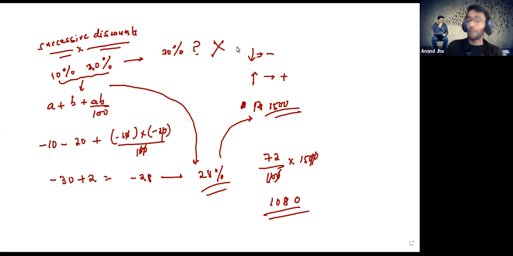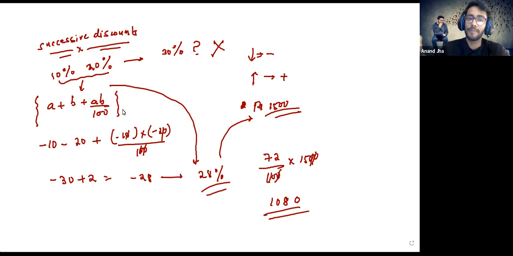So which formula will you use? You'll use this formula: A plus B plus AB by 100. This doesn't work for 3 discounts. This will work for 2 discounts only. Whenever there is a discount, whenever something is getting decreased, we take a minus sign. And whenever something is getting increased, we'll take a plus sign.